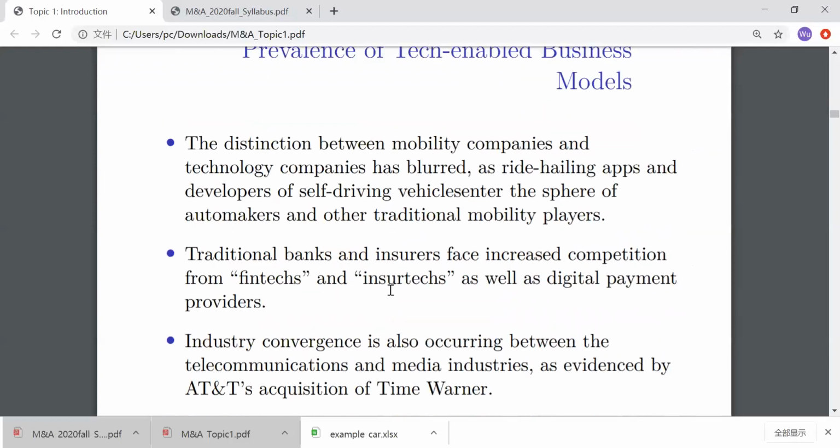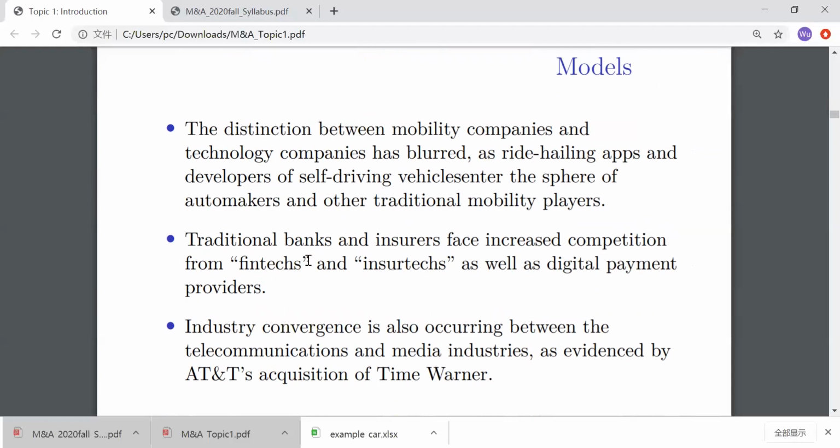Some examples: the difference between mobility companies and technology companies has blurred, like Uber and Lyft. Another example is that traditional banks and insurance companies have faced increasing competition from fintech and insurtech companies, and also from digital payment providers. In China, this has already become an issue. The traditional commercial banks are facing greater competition from WeChat and Alipay, because these are newly arising mobile payment platforms. This creates competition for these commercial banks, because more and more people are conducting their transactions and payments on WeChat and Alipay.